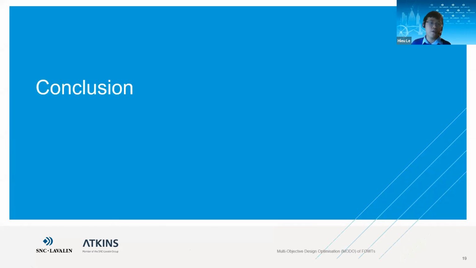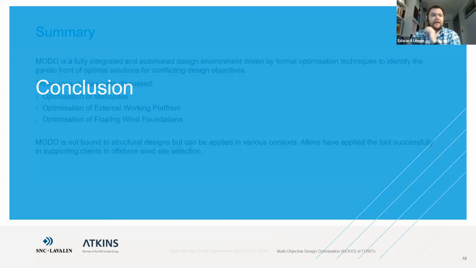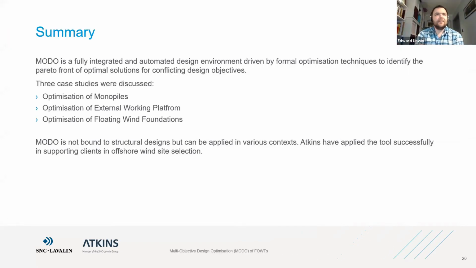So back to Ed, to the conclusions of these tools. Yeah, okay, so I can sum up. I suppose we've covered some pretty high level stuff around multi-objective design optimization, how it's done, what the systems sort of look like, and the kind of things that you might do it for, and talked about a few different examples, monopiles' external working platforms, and then Hieu's talking about some floating wind turbines.